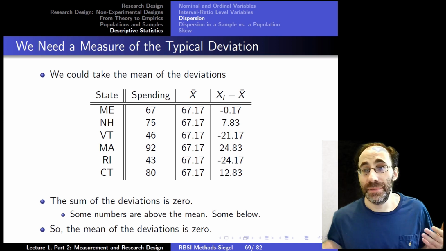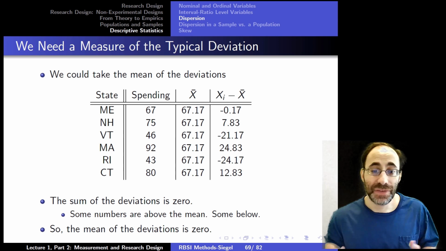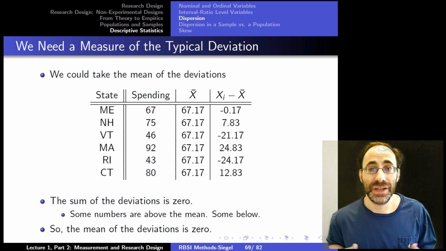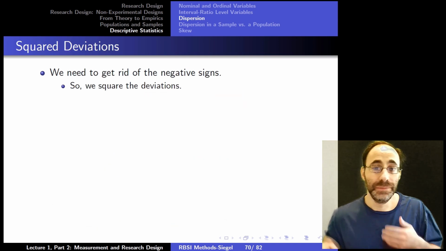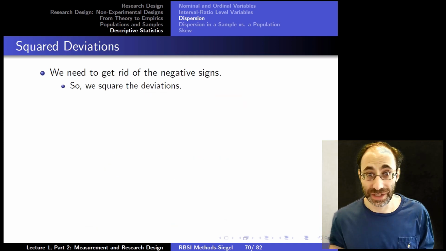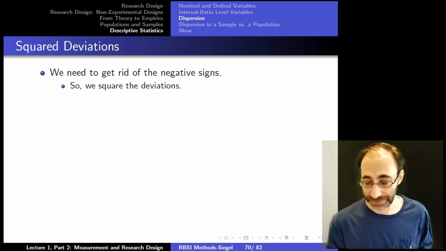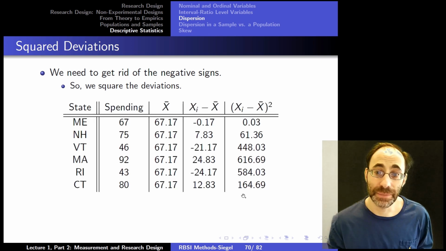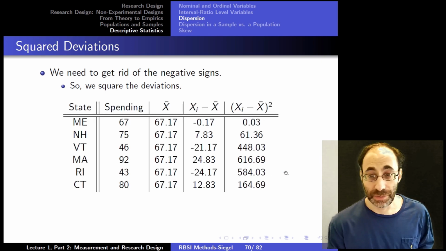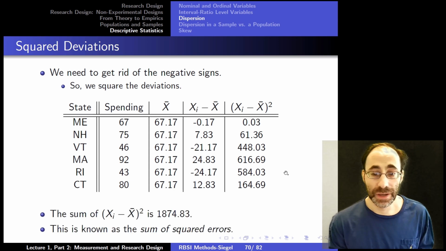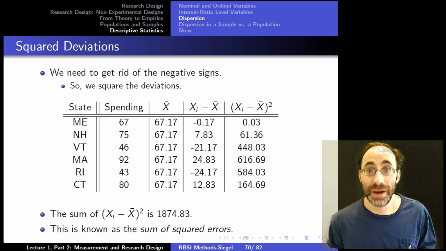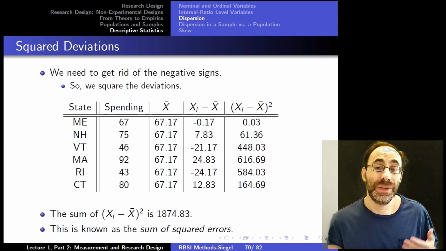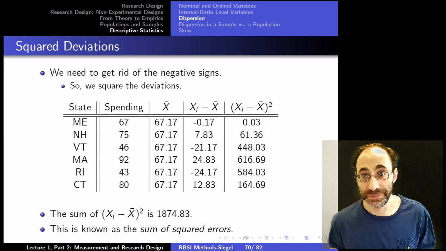So what do we do with that? Well, we have to come up with some other way of getting a sort of average deviation, a typical deviation. So what we do is we get rid of the negative signs by squaring all deviations. Here in the last column, we've squared all deviations, and most of them got much bigger. Now we can take all those squared deviations and add them up. When we do so, we get the sum of squared errors.